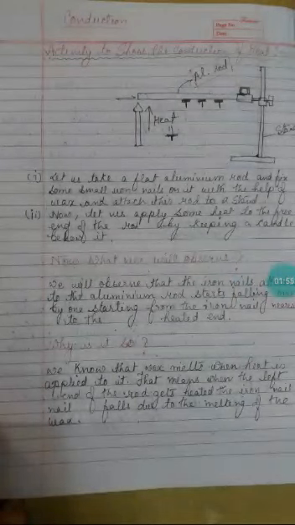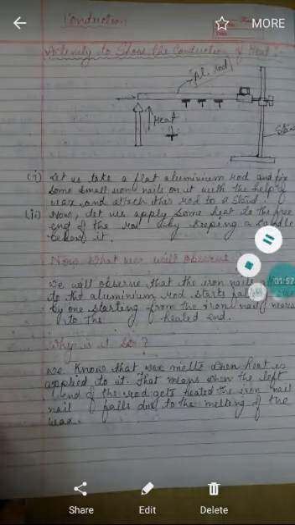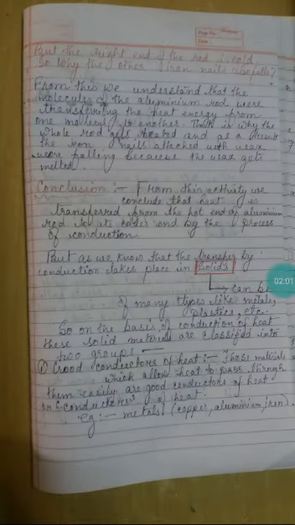But why do all the nails start falling? Our question is, why do the other iron nails also fall? That means the right end of the rod is cold. We mean to say that the right end of the rod is cold. So why are the other nails also falling?